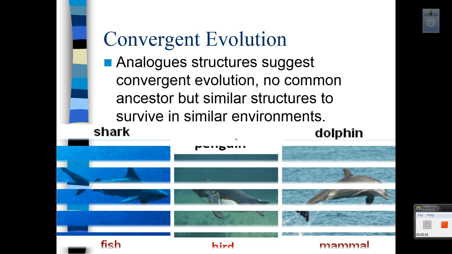There is no common ancestor, but they will survive in similar situations and similar environments. So the flippers and the fins on sharks, penguins, and dolphins: similar structure, similar purpose, not from the same ancestor.